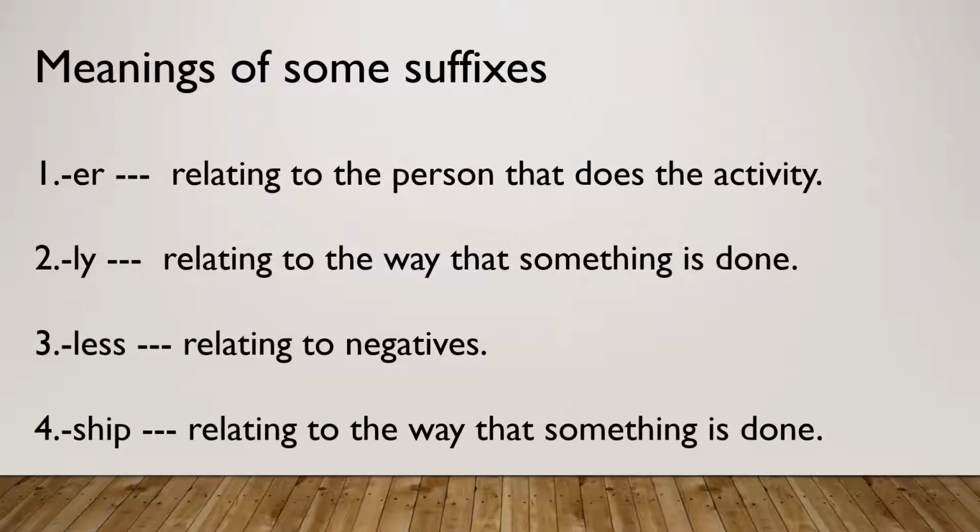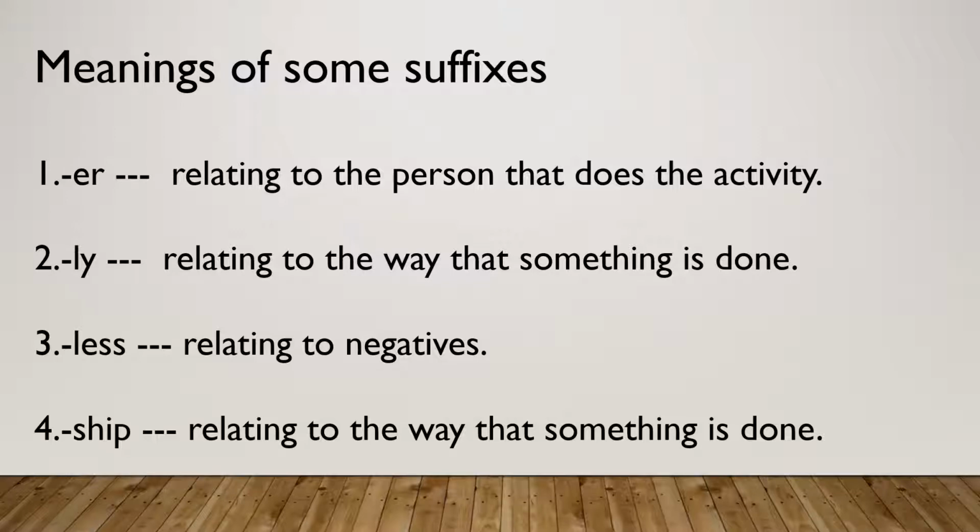For example student, painter, singer, dancer. So here the person is doing some activity. Correct student? Now let's see the next suffix. The next one is ly. Ly relates to the way that something is done. For example student, safely, slowly.